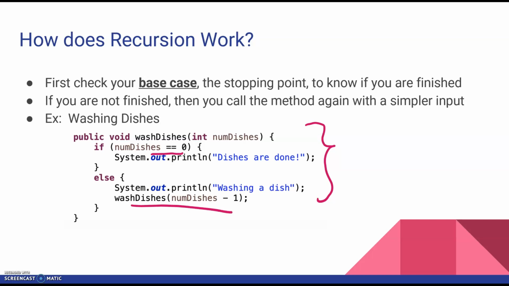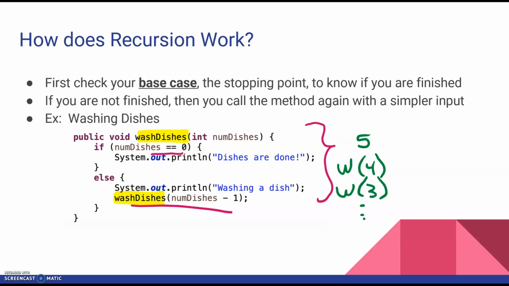And you'll notice that when you are doing this, you are actually calling the same method over and over. So if I were to start the process with, say, 5 dishes in my sink, I would look in the sink and say, do I have 0 dishes? No. Okay, wash a dish. Now I'm going to wash dishes with 4 dishes. Do I have no dishes left? Nope. Wash a dish. Now I do it again with 3.